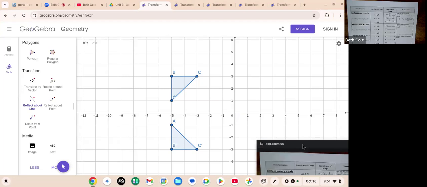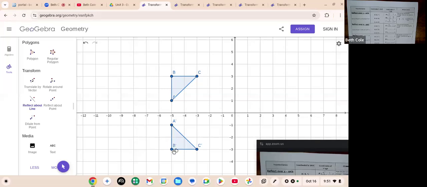So what is your point for A prime? And you're going to have to just listen and write it on your paper because, again, I can't show them at the same time. What is your point for A prime? Perfect. Write it down. -5, -1. I'll show it to you back up here. Again, I can't show them at the same time.